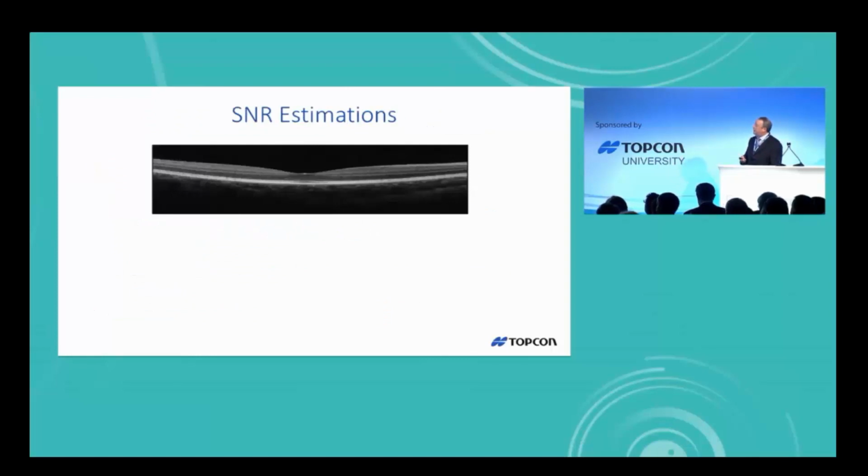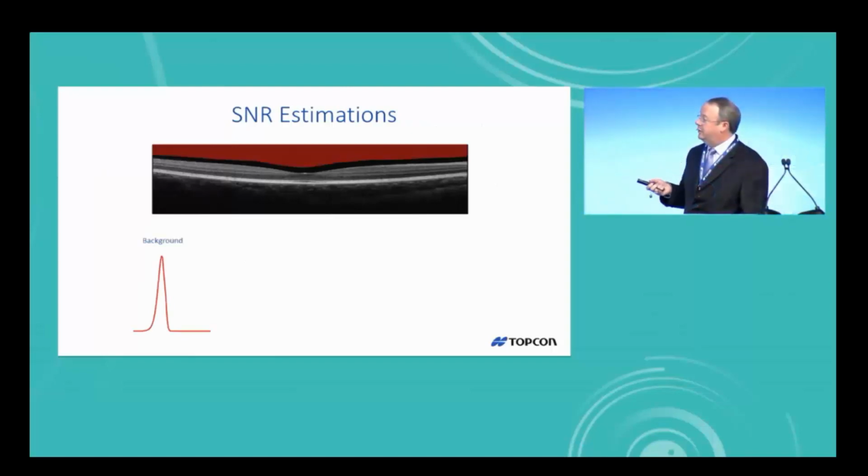So how do we go about calculating or estimating the SNR? First we segment the retinal image and come up with a background region shown here in red.